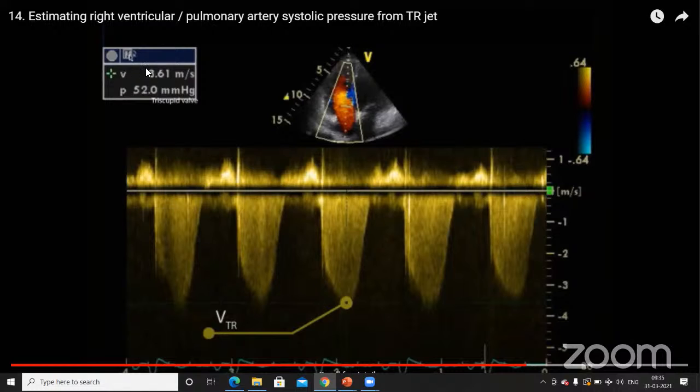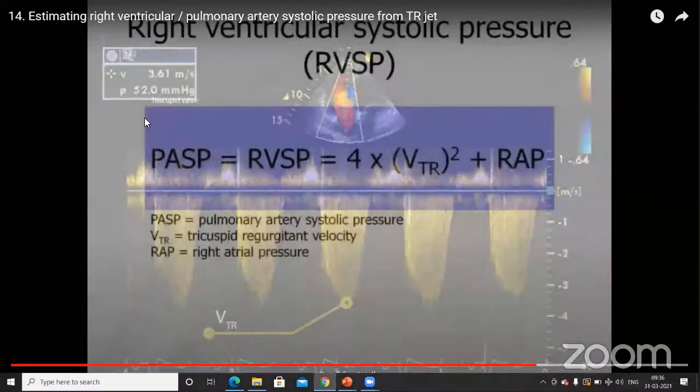If you see that this value is less than 2.8, that means your pulmonary artery systolic pressure is low. It will be around less than 35. If you see that this value is more than 3.4, that means your pulmonary artery systolic pressure is going to be high. So that's the only two things that I would like to say.